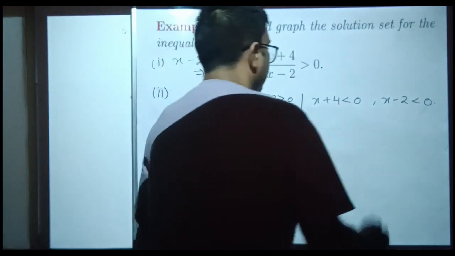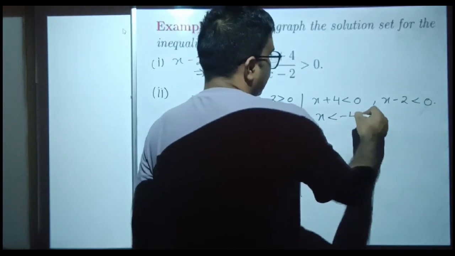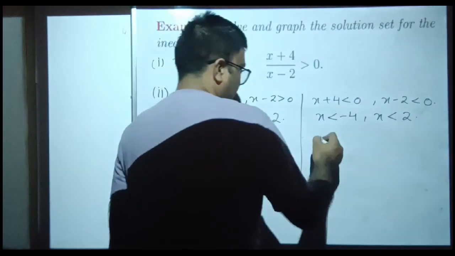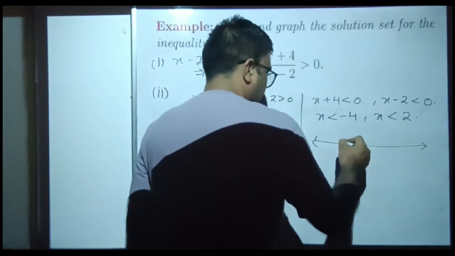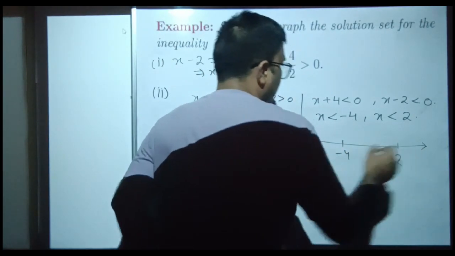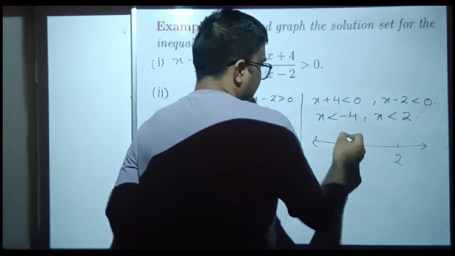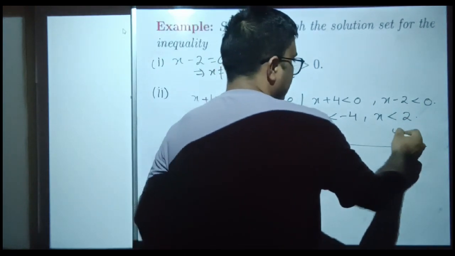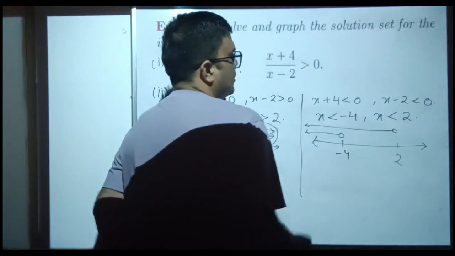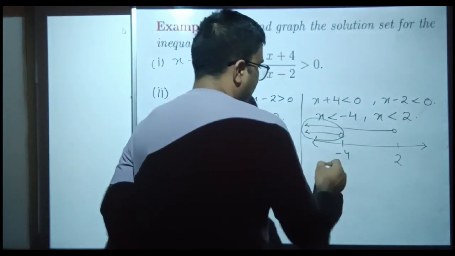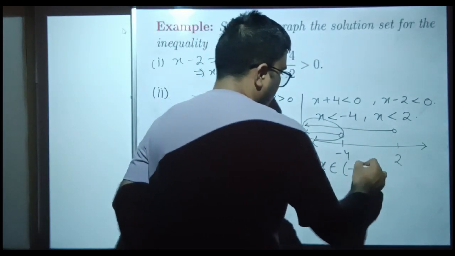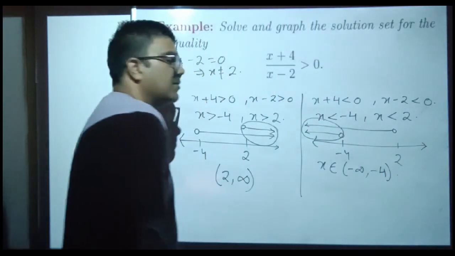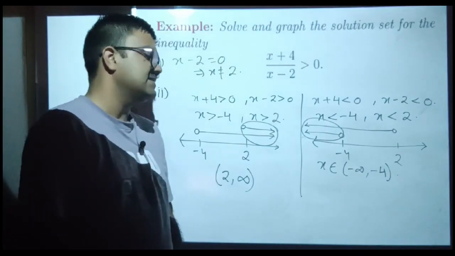Second case: x is less than minus 4 and x is less than 2. Plot these. Minus 4, 2. X is less than minus 4, where minus 4 is excluded. X is less than 2, where 2 is excluded. The common value we have is x belongs to minus infinity comma minus 4. That is, x is less than minus 4.